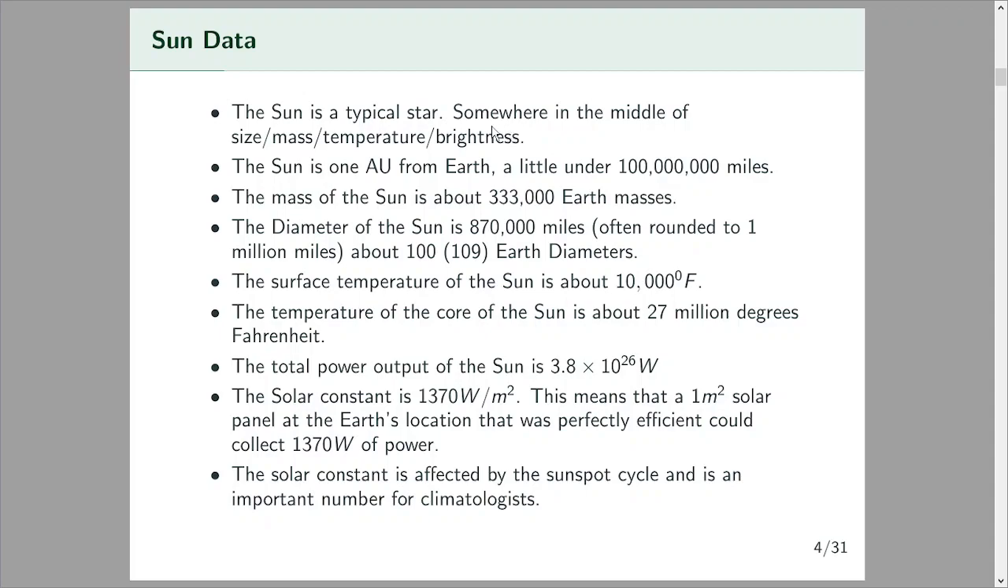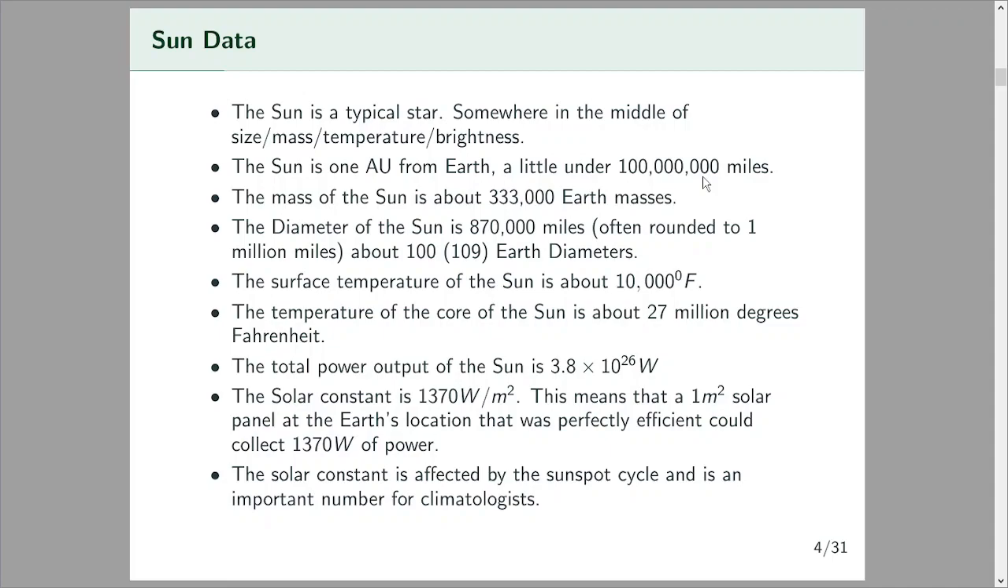The sun's a typical star. That's an important thing to remember. It's bright in our sky because it's closer than the other stars. The sky is full of stars. The sun's somewhere in the middle in terms of size, mass, temperature, brightness, all the things you might expect from a star. The sun is one astronomical unit from the Earth. That's how we define an astronomical unit: the average distance from the Earth to the sun. It's a little under 100 million miles, about 93 million miles.